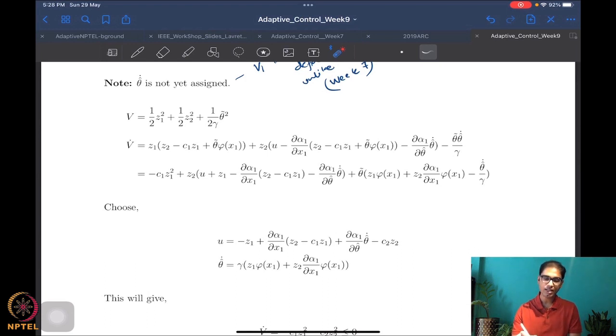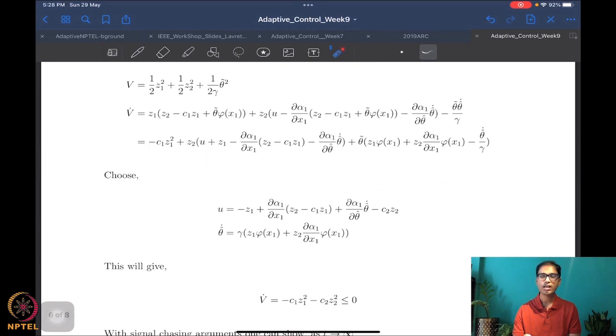All I will do is simply try to push it to zero. And this is what anyway is our goal in typical nonlinear control. Whichever terms you see are not sign definite, you will usually try to push them to zero. So that's the idea. So that's what I do. I use my theta cap dot in order to cancel these terms, and that's what I get.